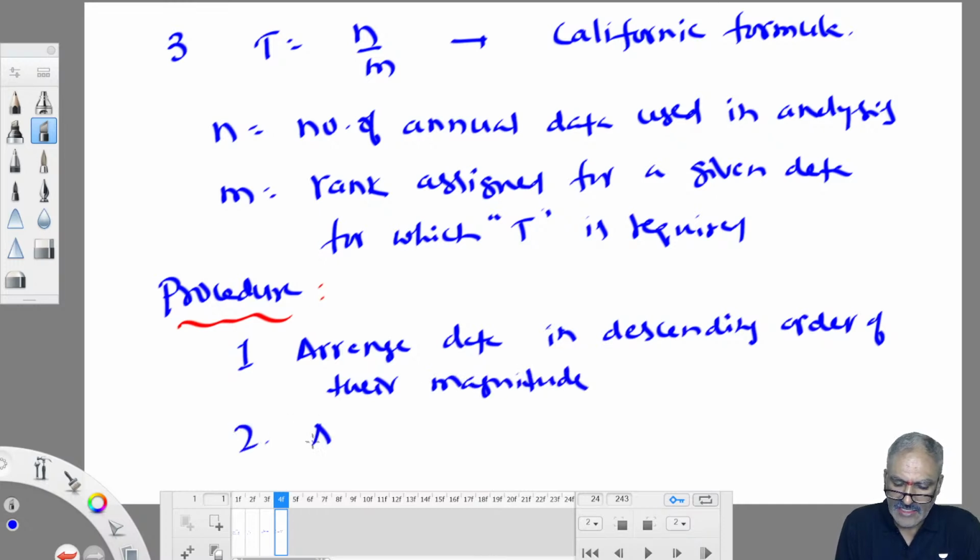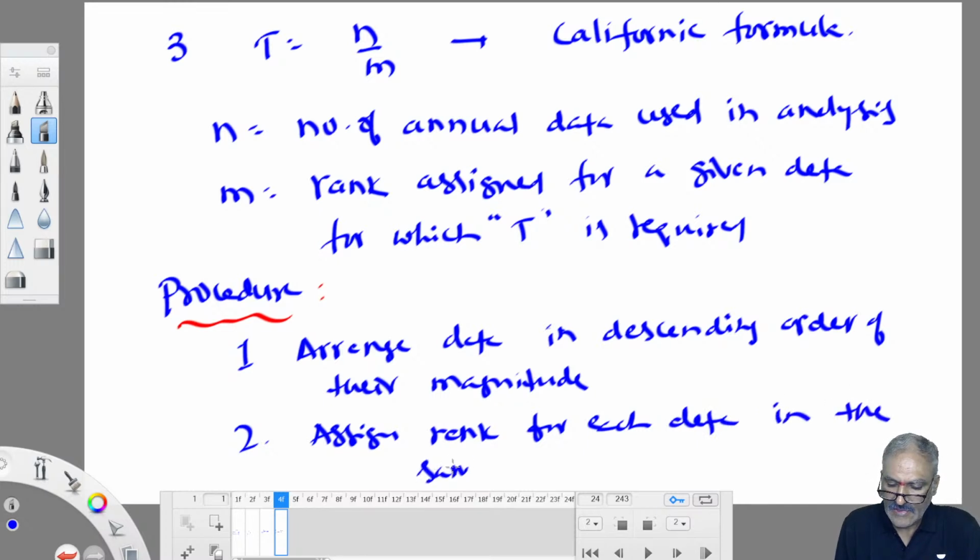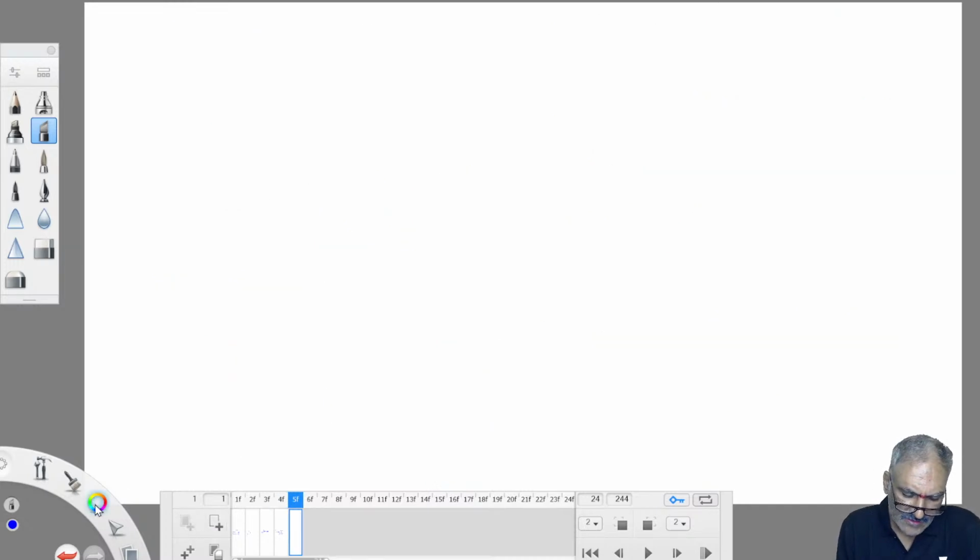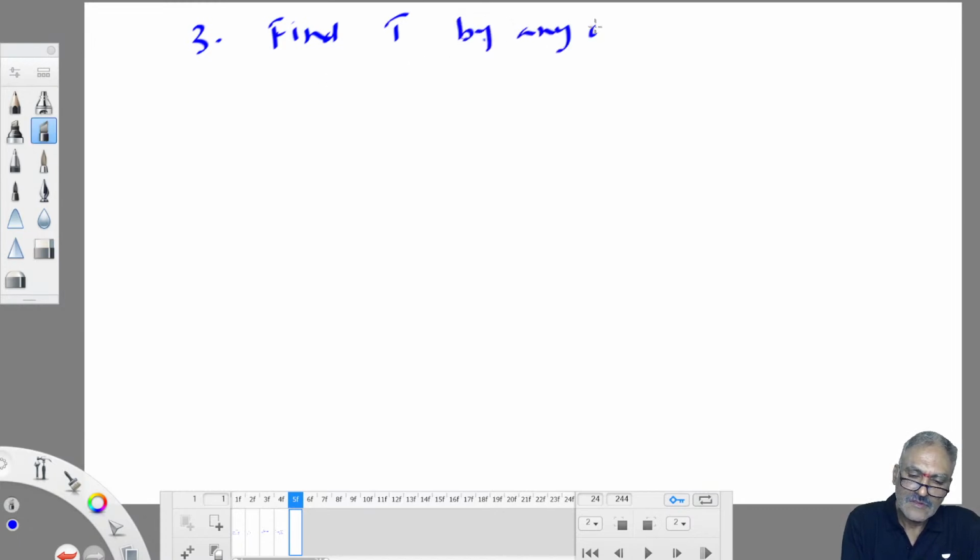Then assign rank for each data, following the same order. Then find T by using any one of the formulae listed above. If nothing is mentioned, which formula do you use? Weibull's formula.